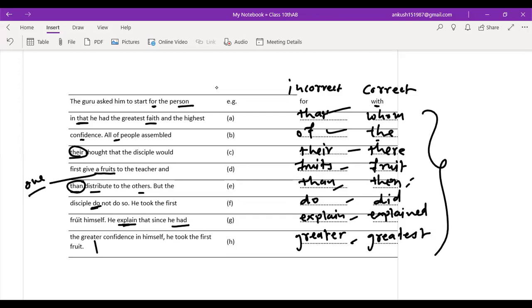So we cannot predict upon which thing or which portion of the grammar they would ask you the incorrect sentences to correct them. Got it? Yes, sir. Okay.